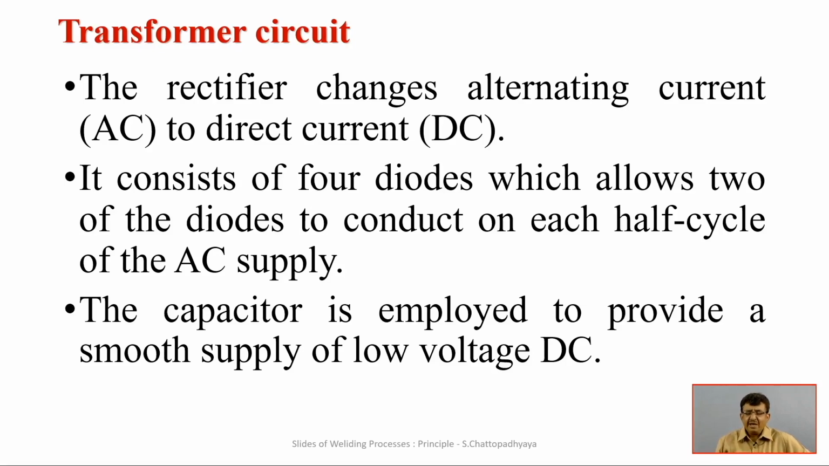And the role of the rectifier is changing alternating current to direct current. That is the role of the rectifier. It consists of 4 diodes, which conduct on each half cycle, like a half wave rectifier, and the capacitor is employed to provide a smooth supply so that the undulations in the power supply are not there. So it acts as a very good buffer to ensure the wave and the cyclic variation is less.